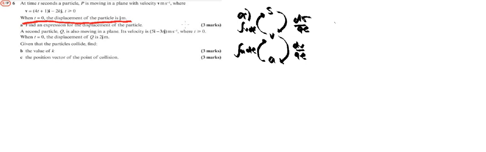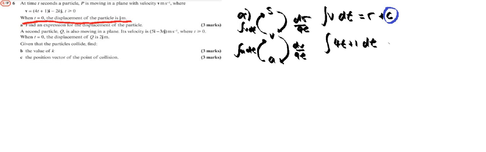So I take the fact that I want the integral of v dt, and that's going to give me r, my displacement, plus c, because this is basically an indefinite integral, so I don't have limits. Okay, right, so let's take our argument. So I've got the integral of 4t plus 1 dt, that's my i, and then I'm going to take away the integral of 2k j dt.